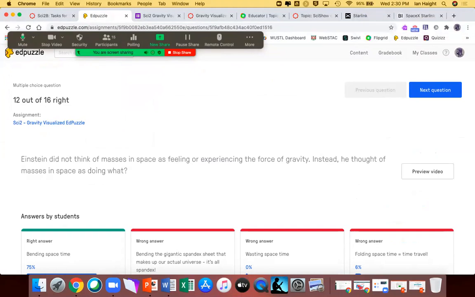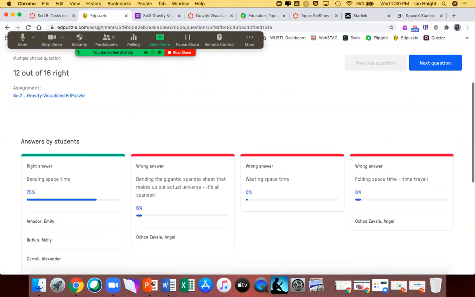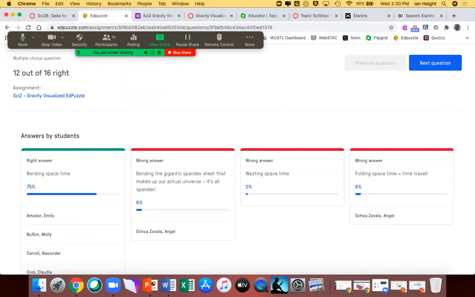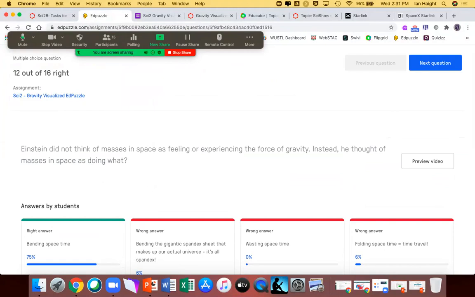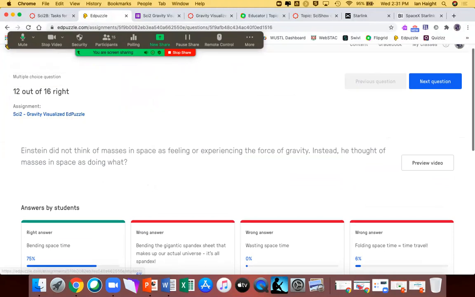The first one was that Einstein didn't think of masses in space as feeling or experiencing gravity, but instead, very good, that they were bending space-time. And so he's using the spandex to simulate that. He's not saying that the whole universe is spandex. It's more just meant to represent what he means by space-time and is a convenient way of showing how things are attracted to each other.